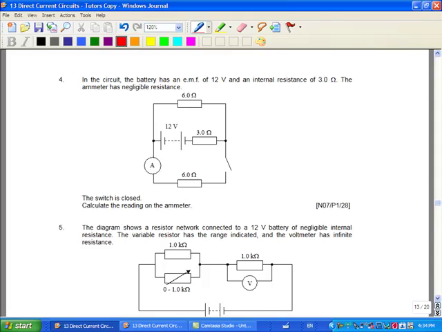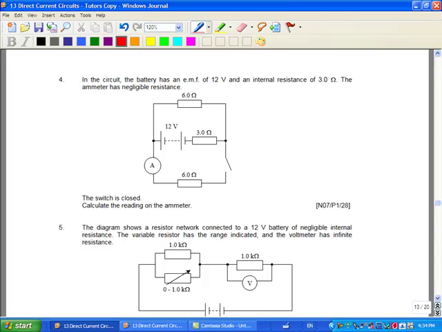So this battery is 12 volt, don't flip the book so much. EMF 12 volt, internal resistance 3 ohm, a resistor 6 ohm, 6 ohm, and an ammeter over there. The switch is now closed. Calculate the reading on the ammeter.